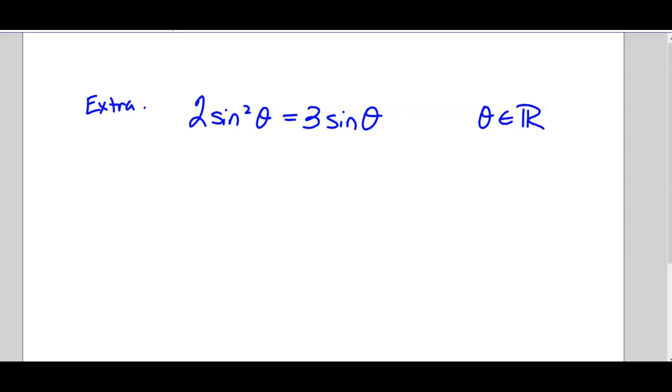Biggest hint, do not divide by sine theta. The issue is people divide by sine theta and then it's gone. We should use factoring, so the solutions are still there. These are solutions that you divide out, and this is a restriction when you divide. If it's equal to 0 and you keep dividing, you can get to 1 equals 0. Uh-oh.